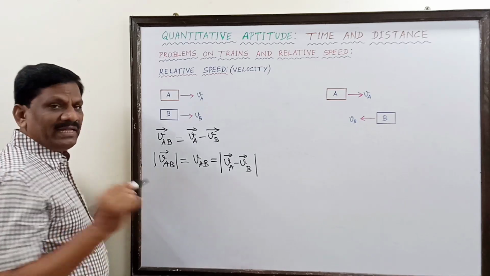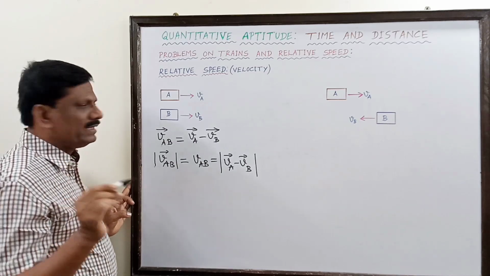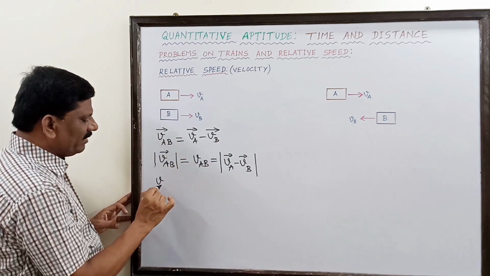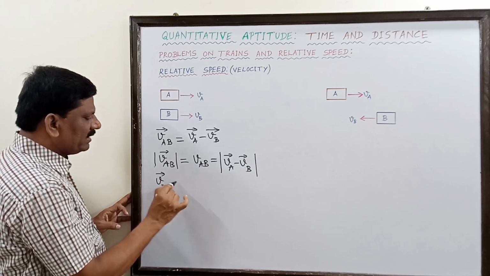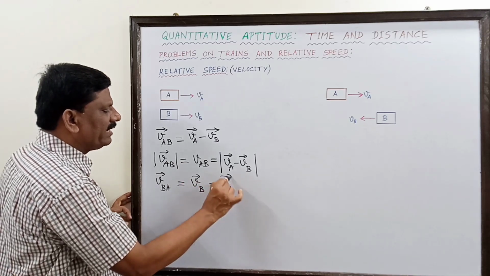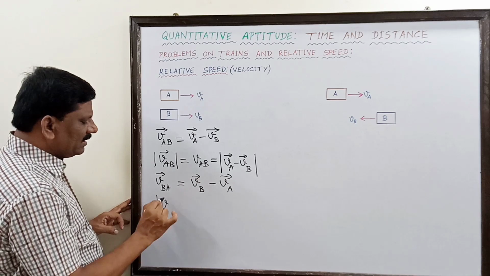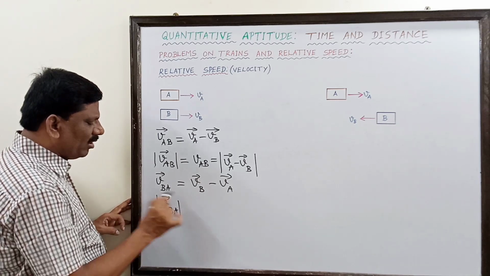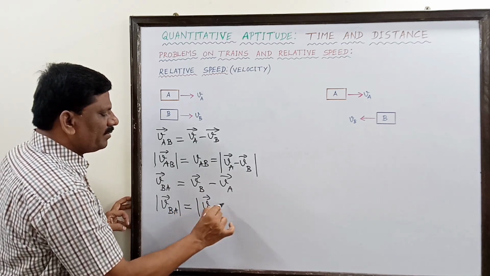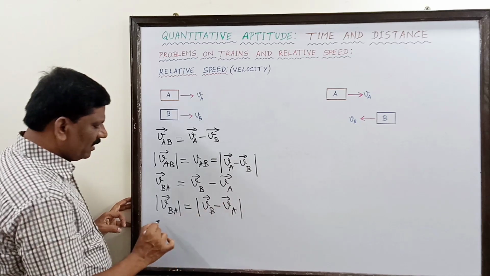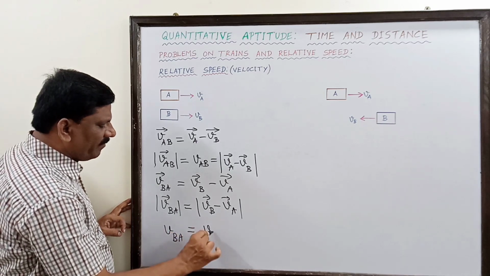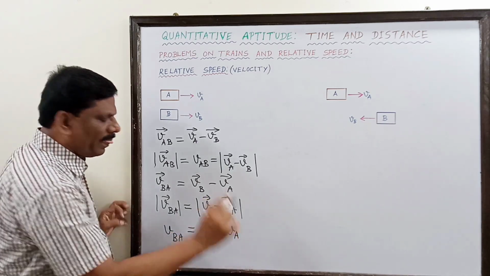Similarly, if you want to find the relative velocity of B with respect to A, then the velocity of B with respect to A is equal to velocity of B minus velocity of A. If you take the modulus, it is now equal to speed. So this is equal to the modulus of VB minus VA, and you will get VBA equal to VB minus VA.